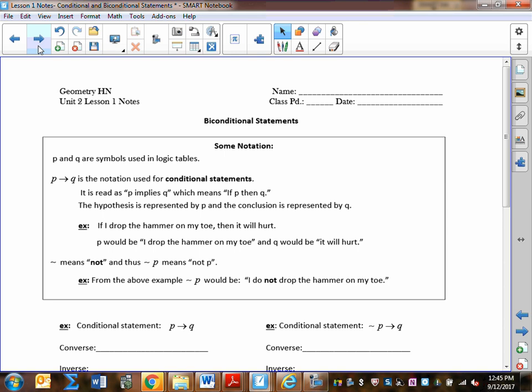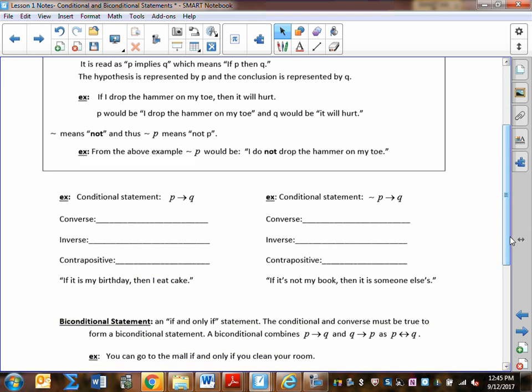Now this first part is again just summarizing that notation that we talked about on the front side. P implies Q, if P then Q, is a conditional statement. P is the hypothesis, Q is the conclusion. And this little squiggle means not. P and Q are symbols used in logic tables, which is something we'll do later. And this here is just having you practice writing out your converse, inverse, and contrapositive using that notation.